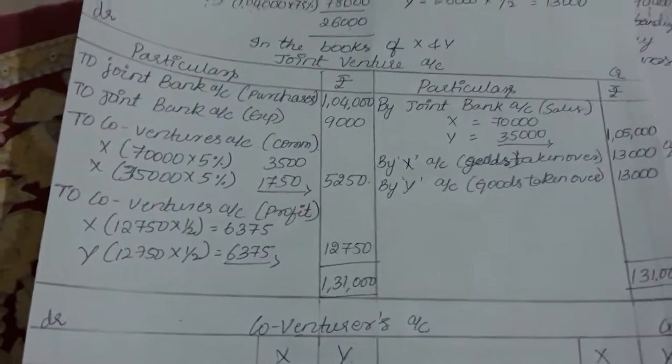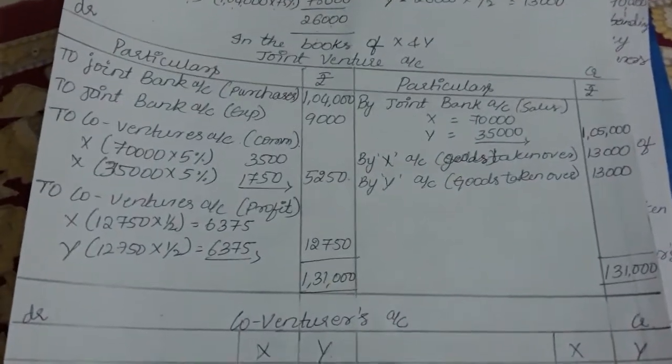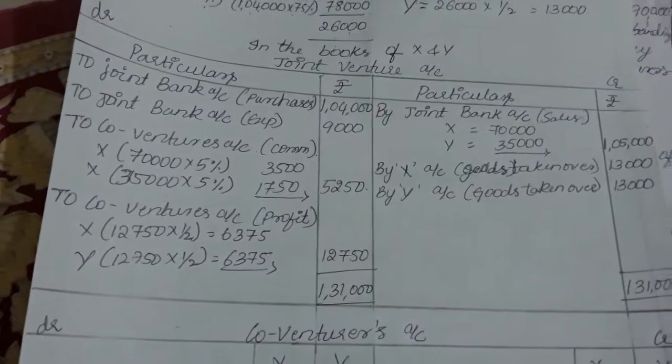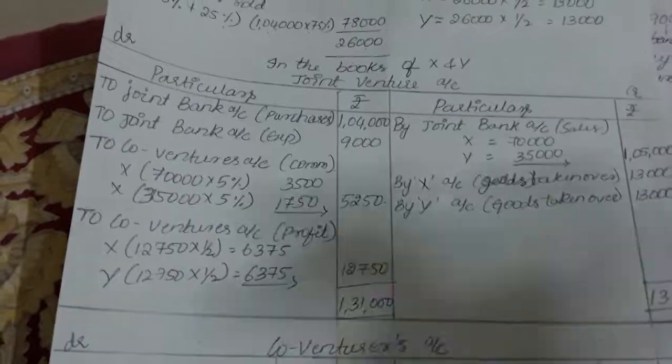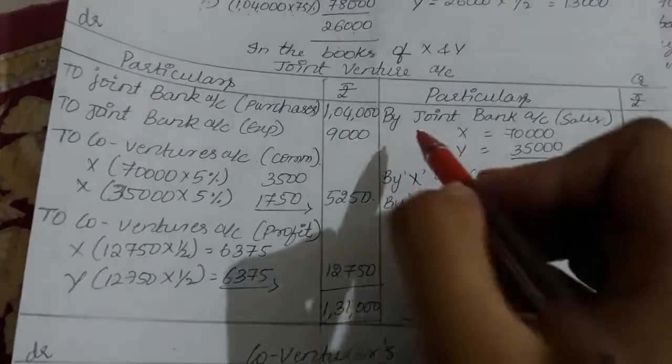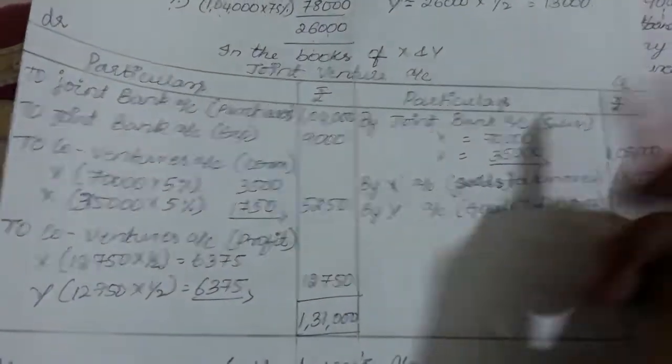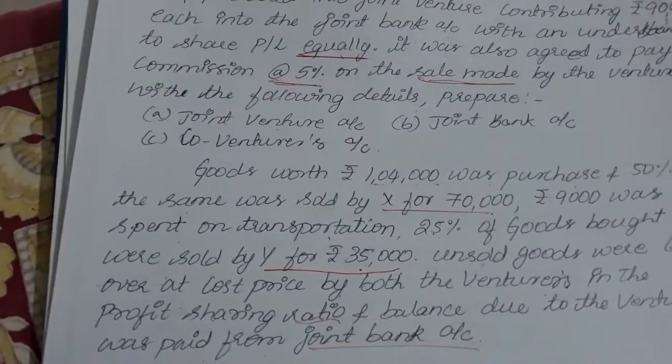According to the joint venture, what is the first thing we will be recording? What are all the sales that have been incurred, if the income has been transferred to the bank account, we are supposed to write here by joint bank account sales. The sales value in the question is given as 70,000 and 35,000, right? We are supposed to write here.